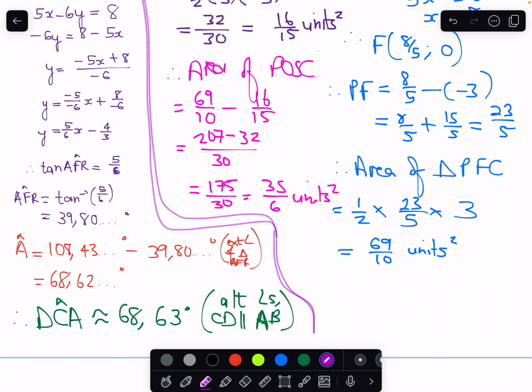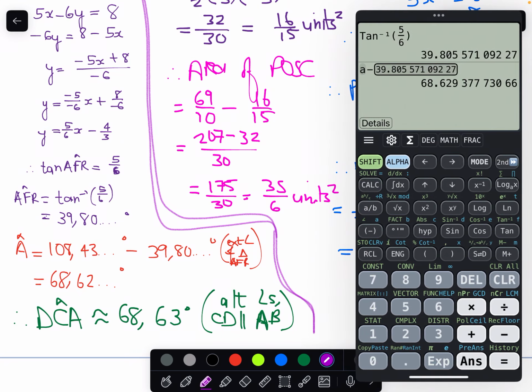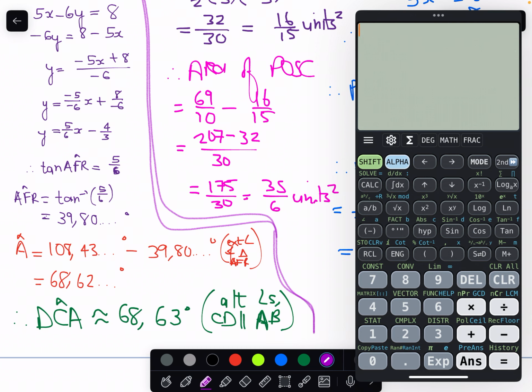Let us see. Decimals, I don't know. Yes. We arrive at the same answer. Fantastic.